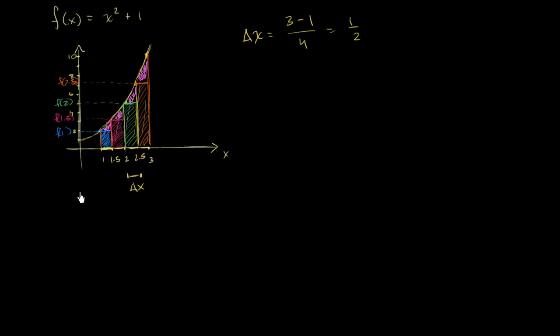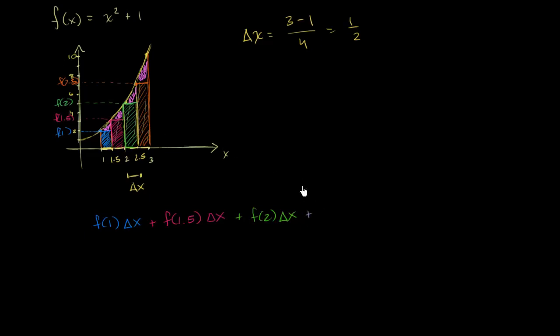So let's figure out what the areas of each of the rectangles are. The area of this first rectangle is going to be the height, which is f of 1, times the base, which is delta x. The area of the second rectangle is going to be the height, f of 1.5, times the base, delta x. The height of the third rectangle is the function evaluated at its left boundary, so plus f of 2 times delta x. And then finally, for the fourth rectangle, the height is the function evaluated at 2.5.